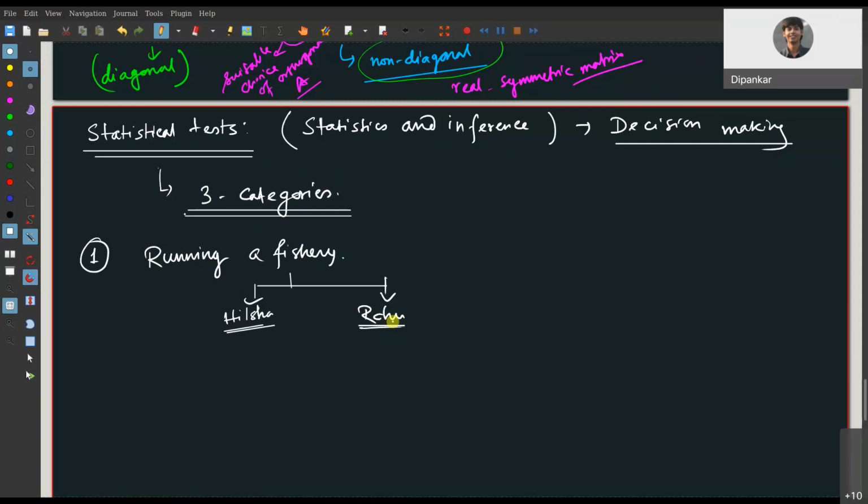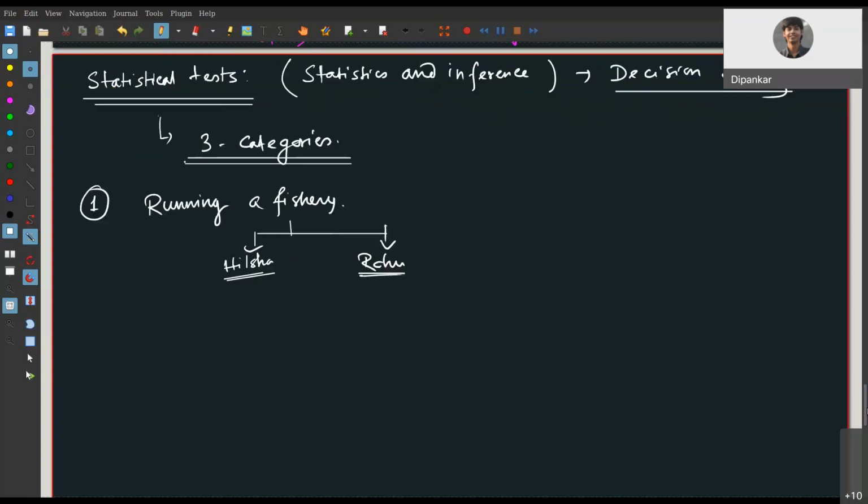Now you want to automatize that thing. When I talk about two competing hypotheses, I mean situations like this. Suppose hypothesis one is hilsa, which I sometimes denote by H0, and rohu is my H1, so this is my hypothesis H1.